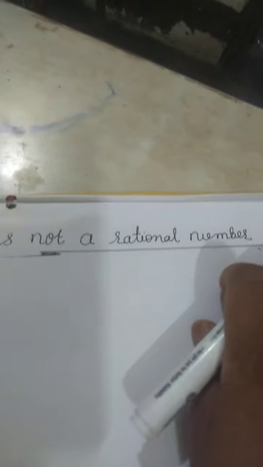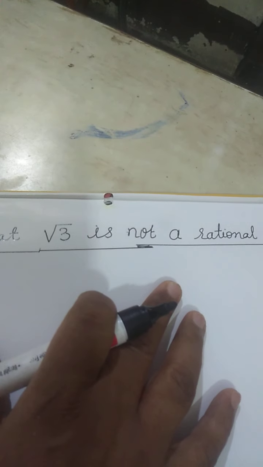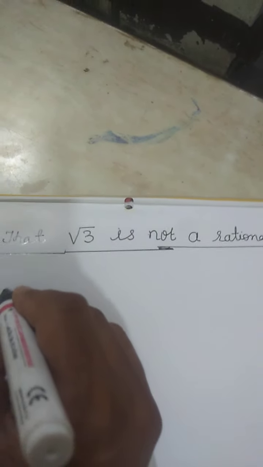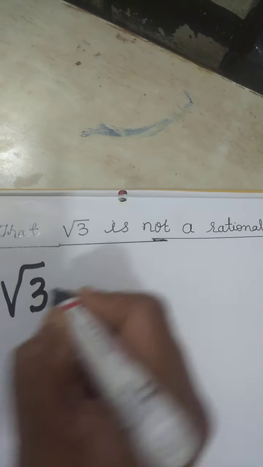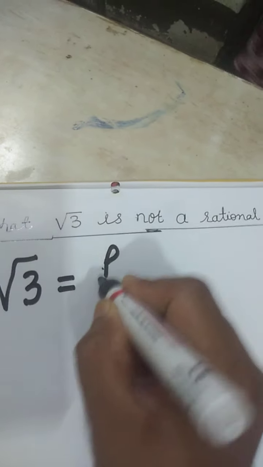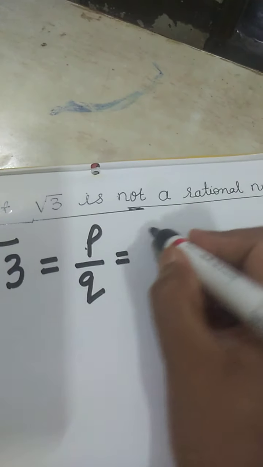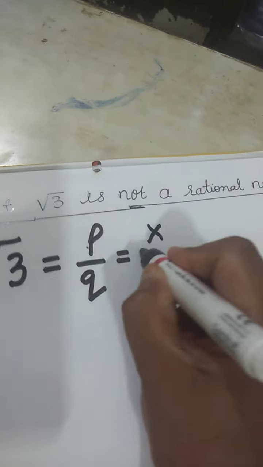Now you see, I am writing here something. I have written the heading already: root 3 is not a rational number. I have to prove this one. Suppose I let root 3 is equal to P by Q, or in general students are too friendly with X and Y, so I am going to take X upon Y.